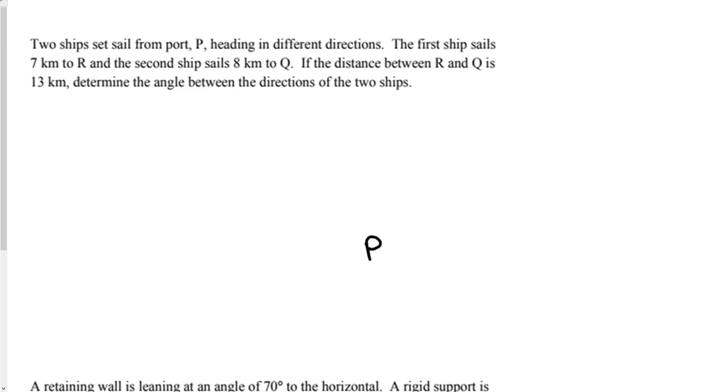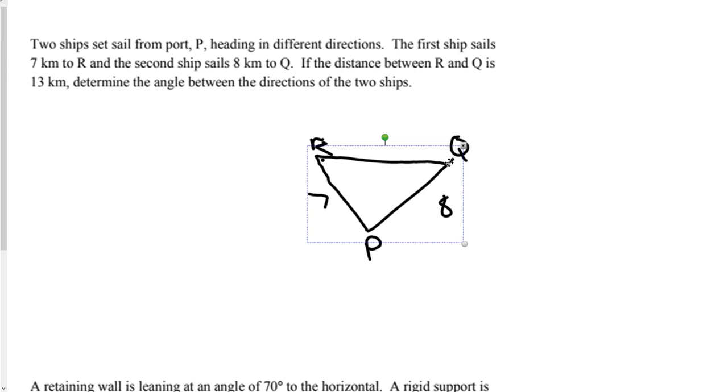So if we have R over here, and let's put Q now over here. Ship 1 went this way towards R. We'll say that's 7 kilometers. Ship 2 went over to point Q, which was 8 kilometers. And we know the distance between them is 13.